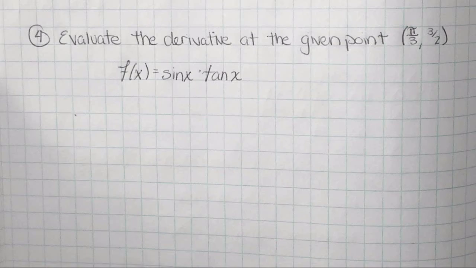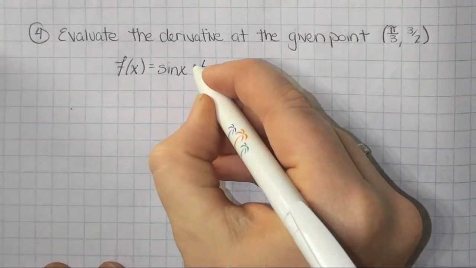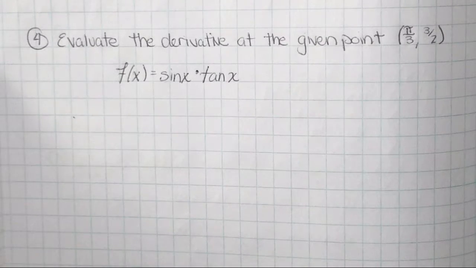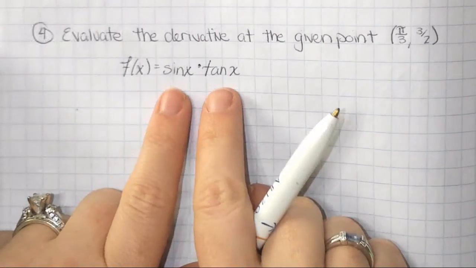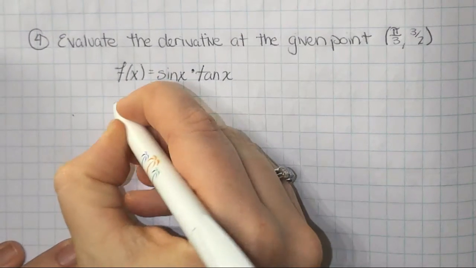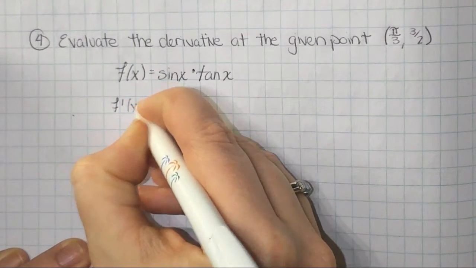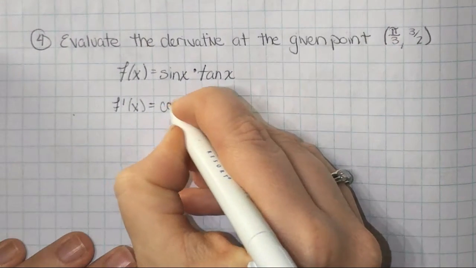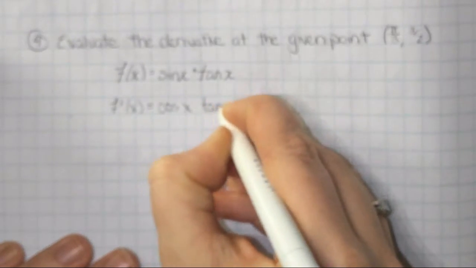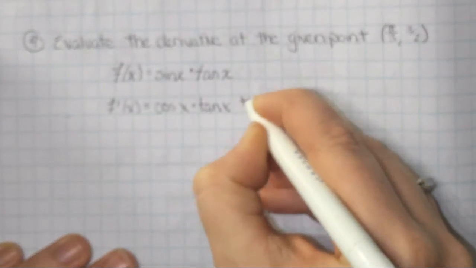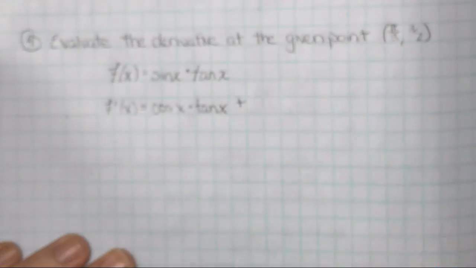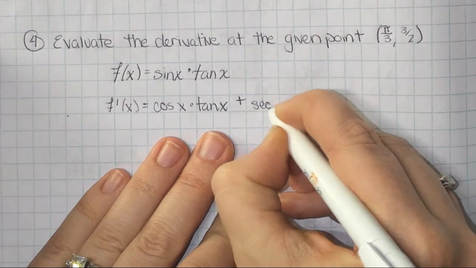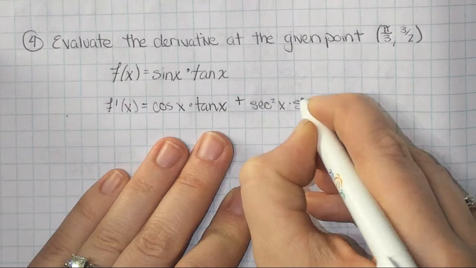So, tell me, looking at this function, is there any sort of rule I have to use, or can I just take straight derivatives? You have to use product rule. The reason I have to use product rule is because I'm multiplying, right? So f prime of x equals the derivative of sine, which is cosine x times tangent x, plus, because that's what product rule says, I'm supposed to be adding, the derivative of tangent x, which is secant squared x times sine x.